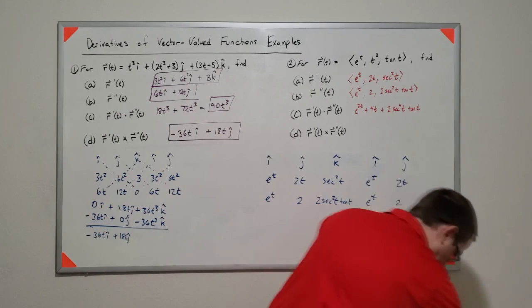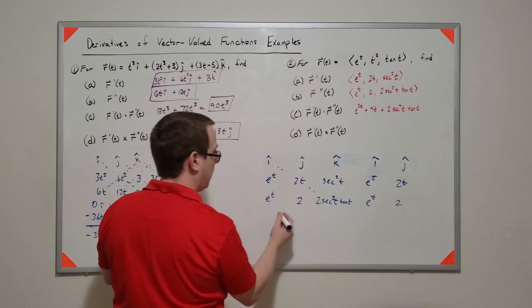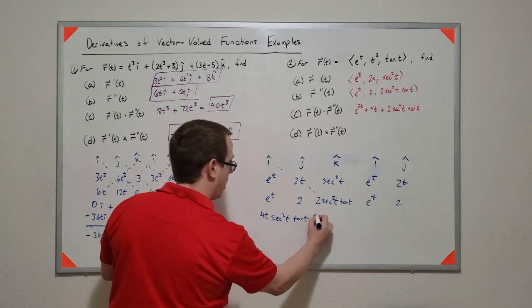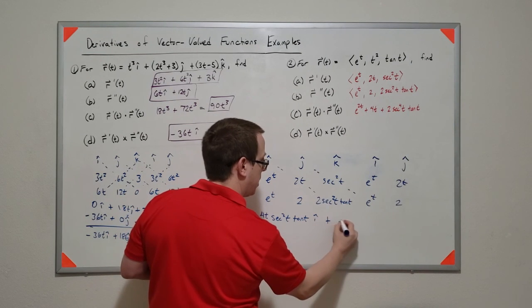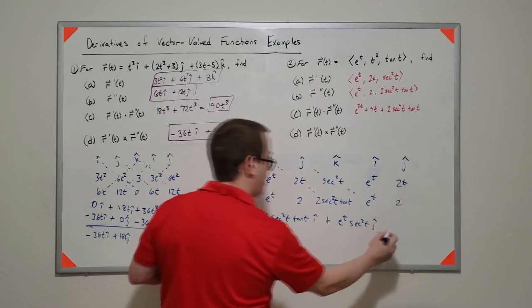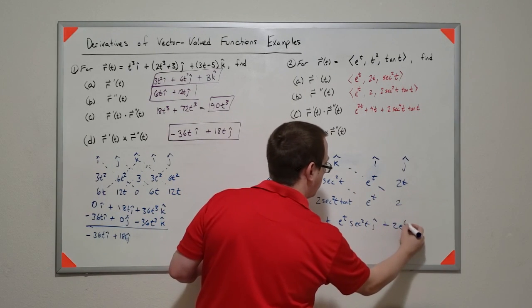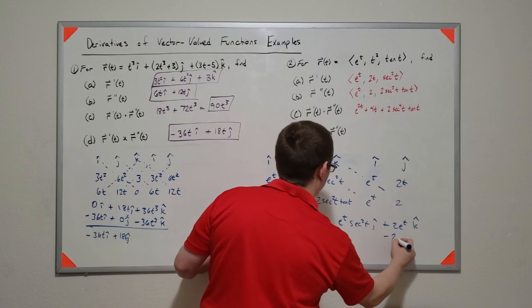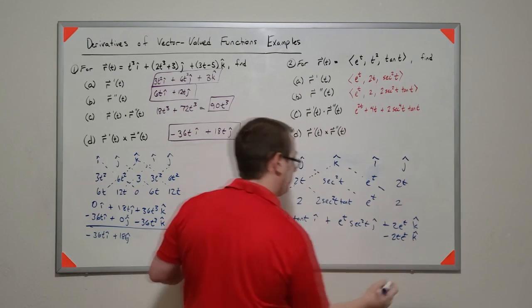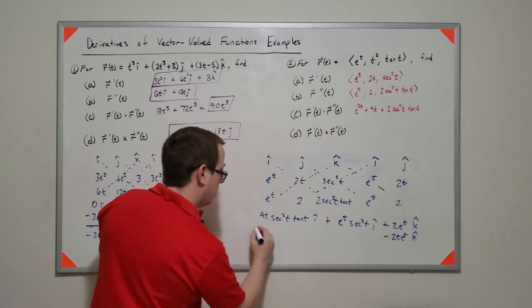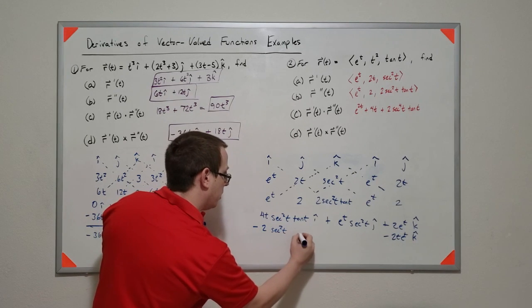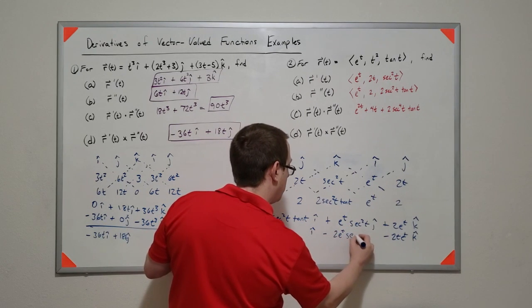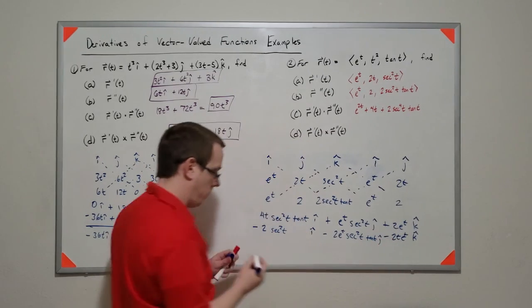So then coming across here, we go down, we get 4t secant squared t tangent t i plus e to the t secant squared t j plus 2 e to the t k minus 2t e to the t k minus 2 secant squared t i minus 2 e to the t secant squared t tangent t j. So we have all that written together.